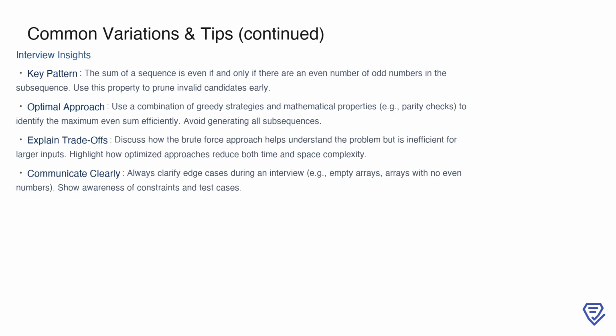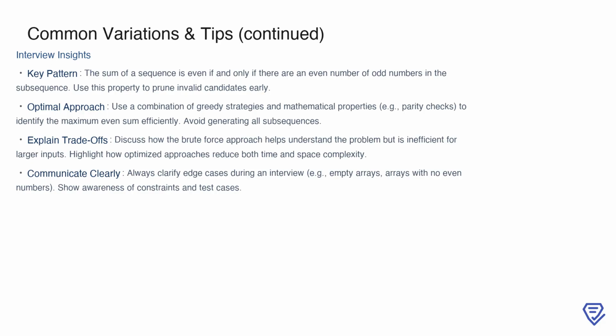Now, let's discuss some insights that are particularly useful in interviews. A key pattern to remember is that a sequence's sum is even if and only if there is an even number of odd numbers in the subsequence. This property can help you eliminate invalid candidates early in your solution. To approach the problem optimally, combine greedy strategies with mathematical properties like parity checks to efficiently identify the largest even sum. Avoid the temptation to generate all possible subsequences, as this is computationally expensive.